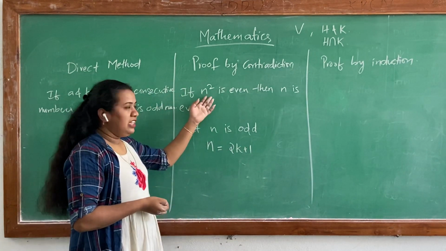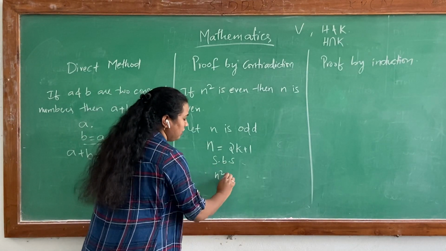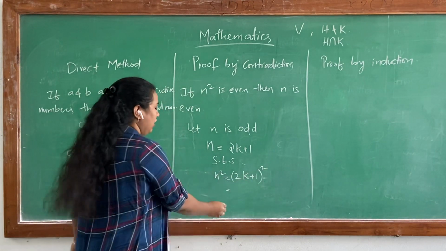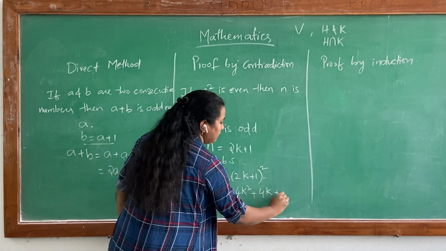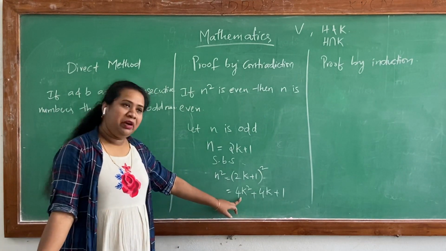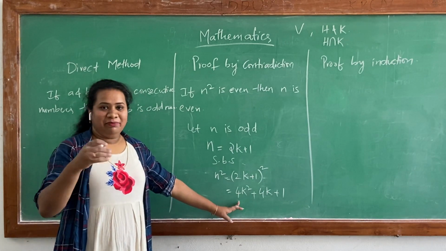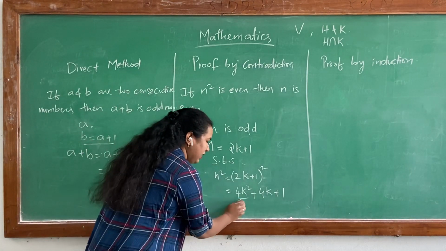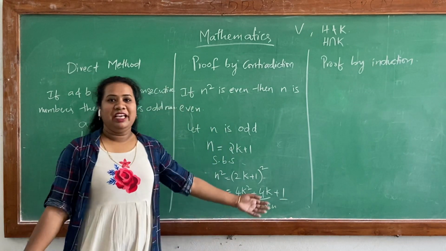So now we take n square and square on both sides. n square is equal to (2k plus 1) whole square. By the (a plus b) whole square formula, applying it here, we will get 4k square plus 4k plus 1. k might be any integer, doesn't matter. If we are multiplying k or k square with 4, this is an even number obviously. Multiples of 2 and 4 are even numbers. So 4k square is even, 4k is even, and we are adding 1 to it. That makes it an odd number.